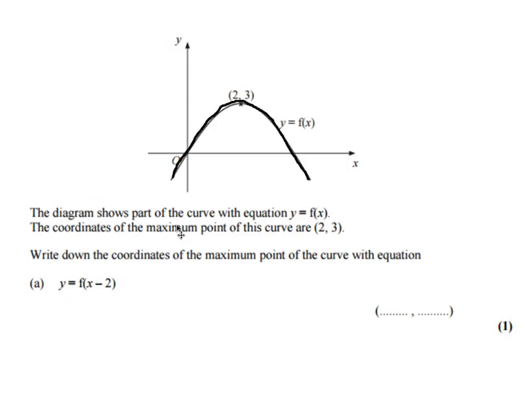So this one, the diagram shows part of the curve with the equation y equals f of x. The coordinates of the maximum point of the curve are (2, 3). Write down the coordinates of the maximum point of the curve with the equation y equals f of x minus 2. So this is an example where we are subtracting 2 before we do the function.